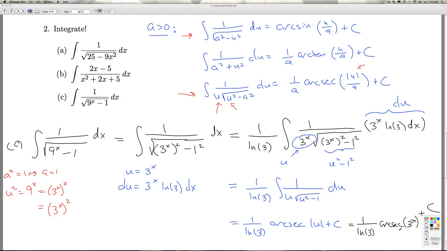And once again, you can check your answer. Take the derivative and simplify. You should get back to the integrand. That'll do it for part C, and that'll do it for checkpoint quiz 6.